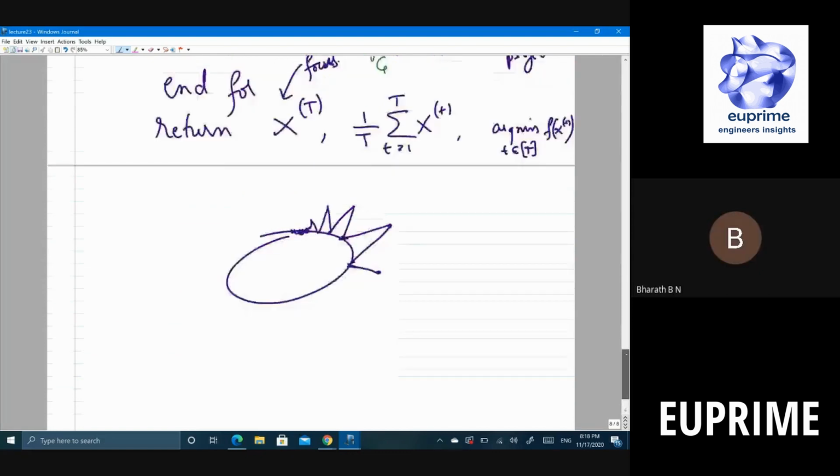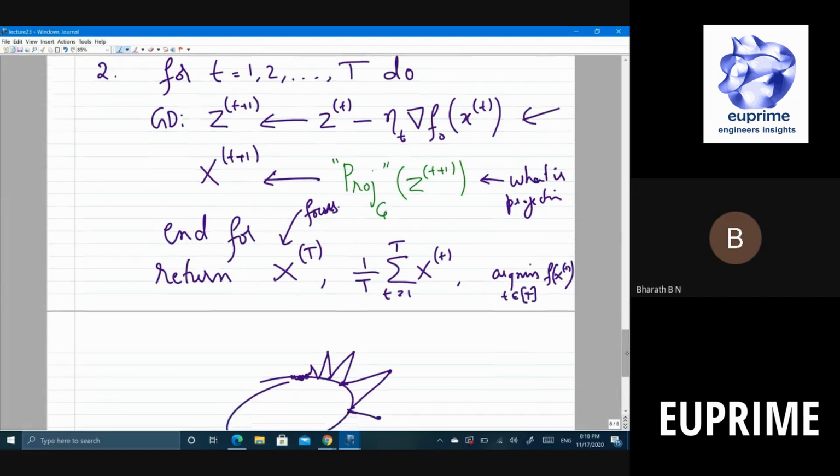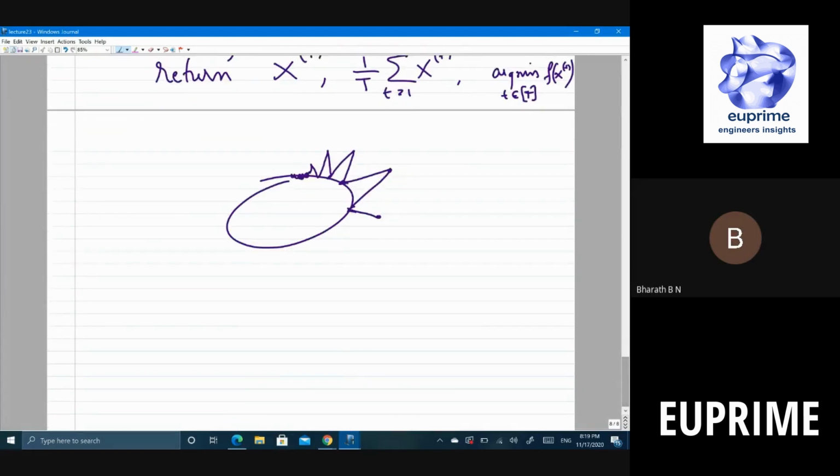For example, if you don't choose your eta_t properly, you might hop back and forth and will never converge. It might happen. But you have to appropriately choose your eta_t, and you have to project. Projection is a subroutine. So now let's see what projection is. What do you think is projection? So let me write this. So what is a projection?